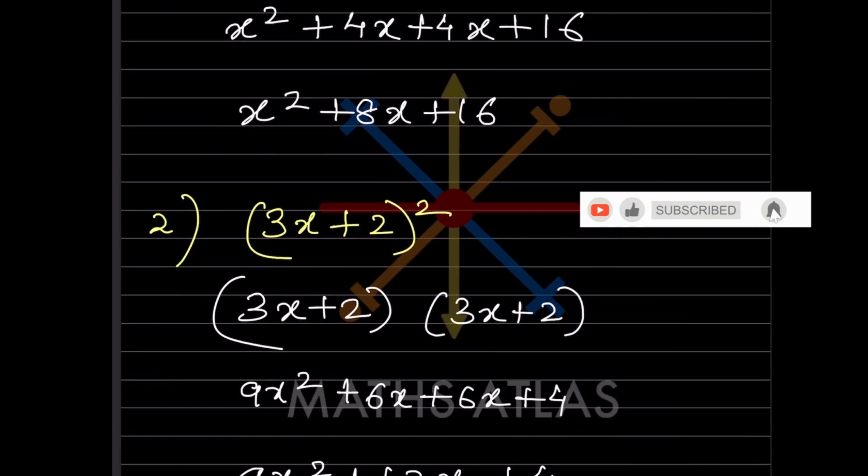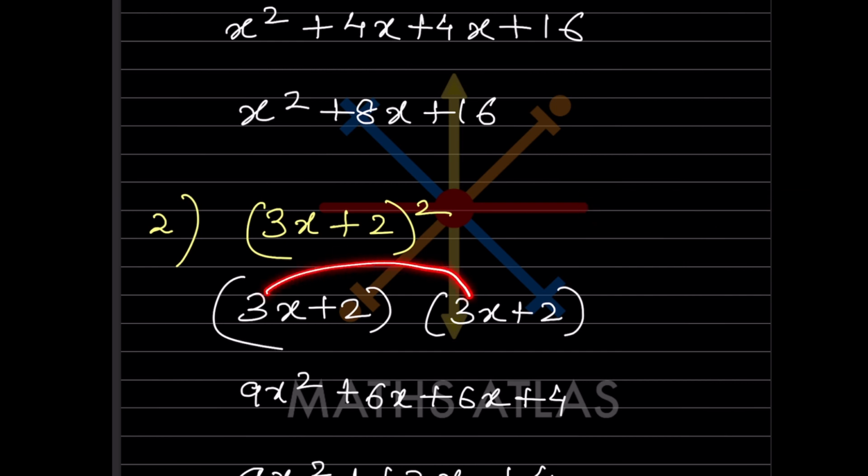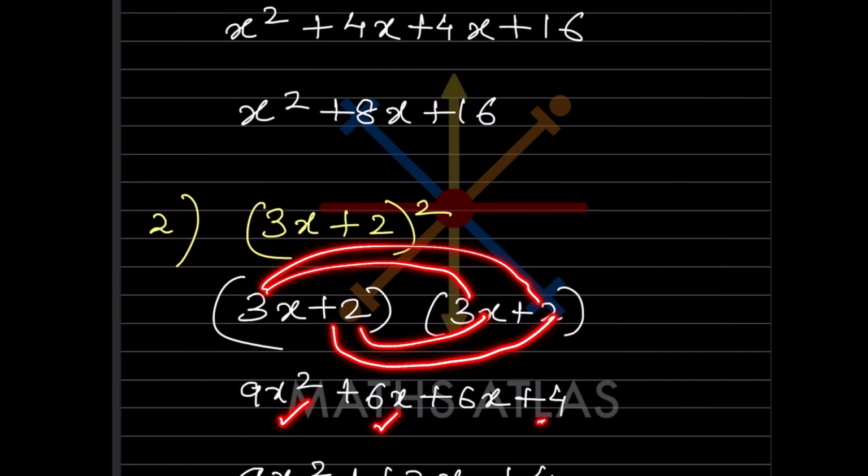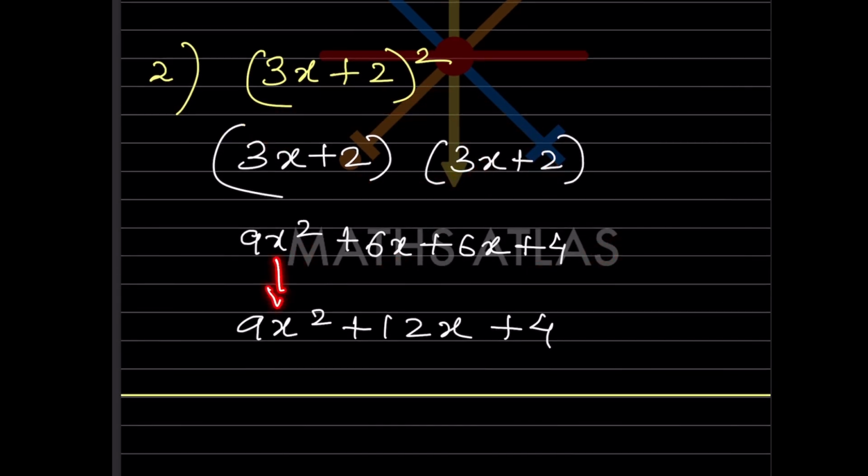Again, now look here, you can write it twice, the same one. So now you are going to expand it. 3x into 3x, that is going to be 9x square. 3x into 2, that is going to be 6x. 6x and 4. So now you will take the same terms together, 12x, and this will be 4. So this is the answer.